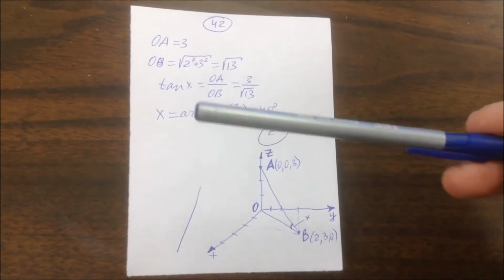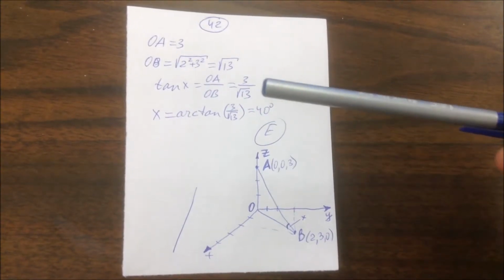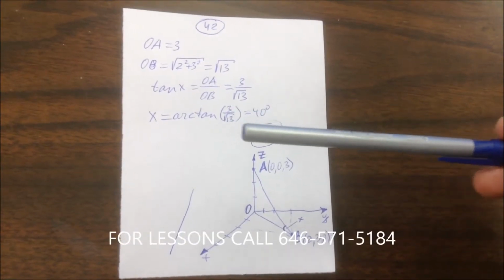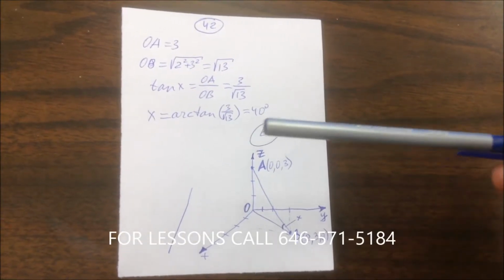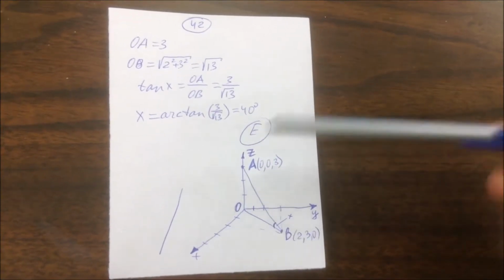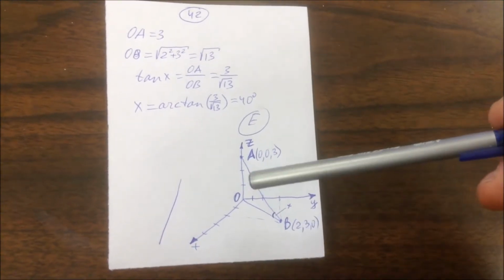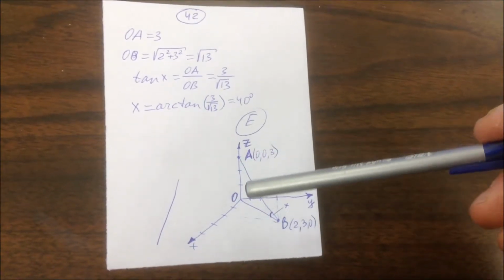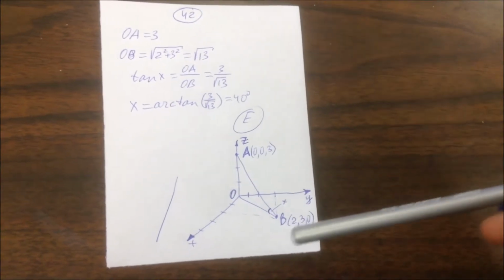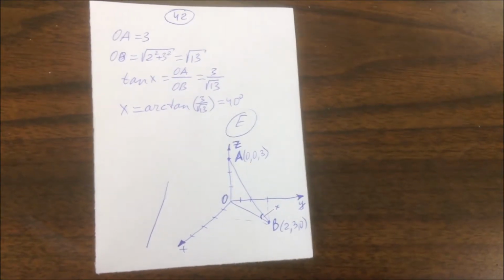And the tangent of this angle will be equal to 3 divided by the square root of 13. You use the calculator and find that the arctangent of this angle is 40 degrees. This is answer E. So the key to this task was to find OB, that is, find it according to the Pythagorean theorem.